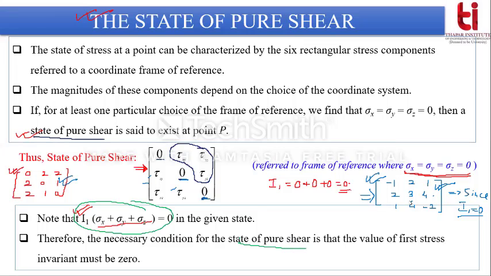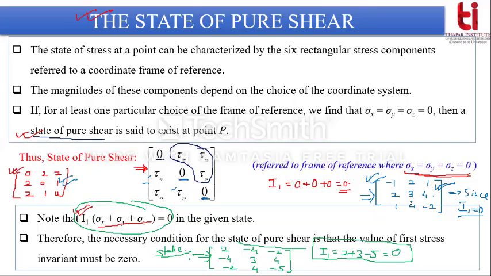ठीक है, जैसे मैंने यहाँ एग्जांपल लिया, let me take one more example. Let us say 2 minus 4 minus 2 minus 4 minus 2 3 4 4 minus 5. Okay, so if you check here, I1 will be equal to 2 plus 3 minus 5, that is 0. So one will say that it is a state of pure shear.